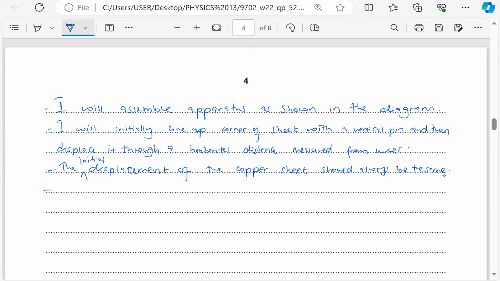Now next I'm going to measure, of course, using a stopwatch to measure the time. So I will measure the time t using a stopwatch, from release until oscillations stop completely.